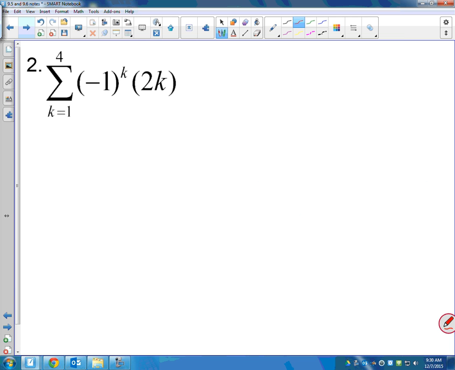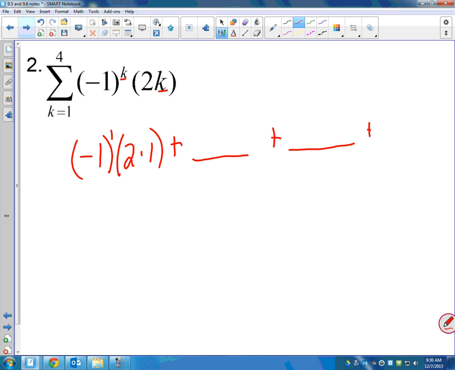Number 2, again, usually this is 1 down here, but it doesn't have to be. So pay attention to what that number is. Sometimes it might start at 0. Sometimes it might start at 10, right? So pay attention to what it is. And then we're going to stop at 4. And notice in this one there are 2 k's. So you just replace k for each one. So that would be like negative 1 to the first power times 1. Plus, I'm going to do that for 2 and 3 and 4, and I'm going to work it out.